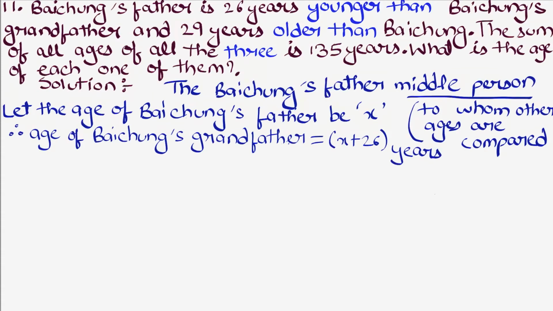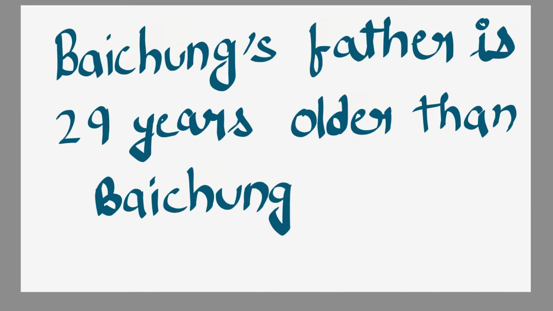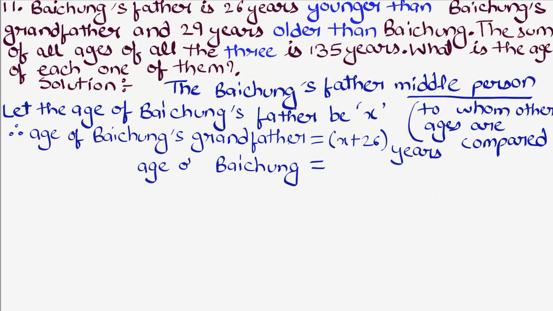Now let's have a look at the next statement. Bachung's father is 29 years older than Bachung. Obviously, the age of Bachung would be smaller than the age of his father. So, if you are subtracting 29 years from his father's age, that will result in the age of Bachung. Therefore, age of Bachung is equal to X minus 29 years.